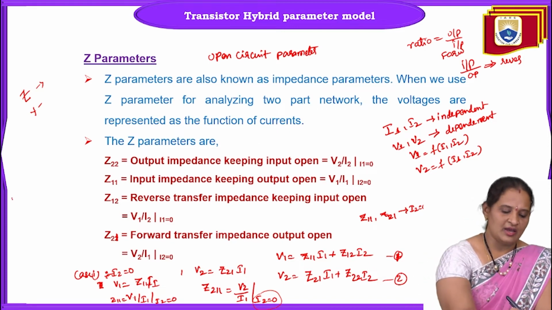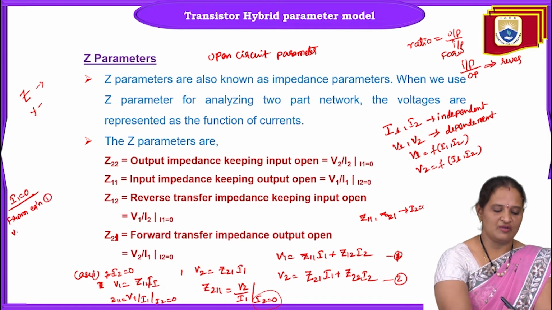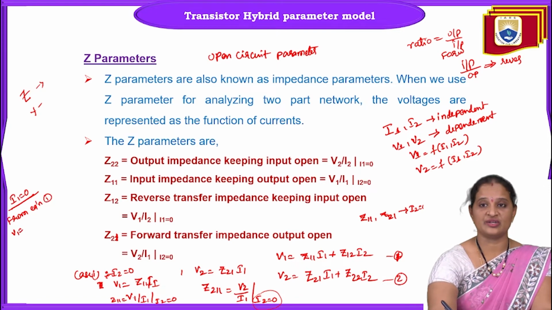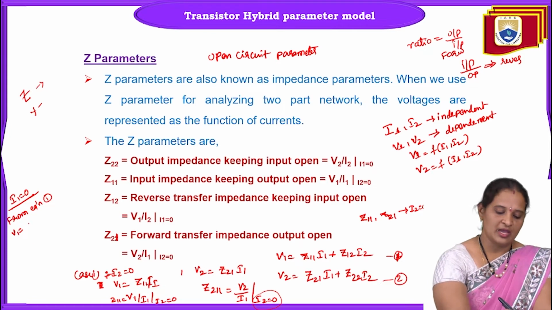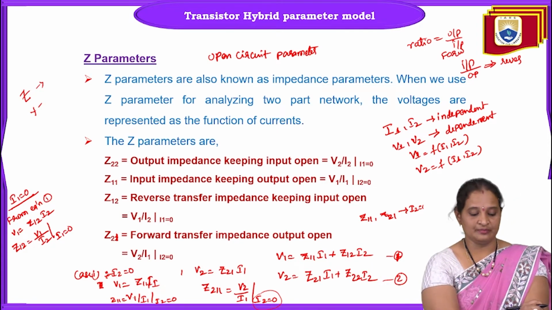Now, when I take I1 equal to 0, for the second case, from equation 1, what will I get? V1 is equal to, as I1 is 0, the first term becomes 0, and that is Z12 into I2. Now I can define Z12 as V1 divided by I2. So we are taking I1 equal to 0. So Z12 is the impedance parameter, which is the reverse transfer impedance.